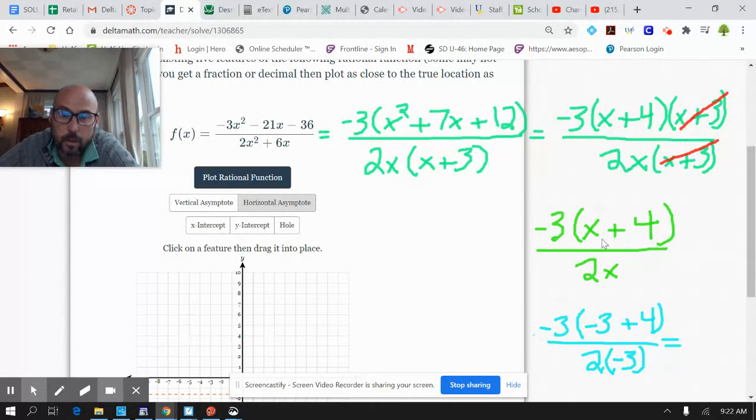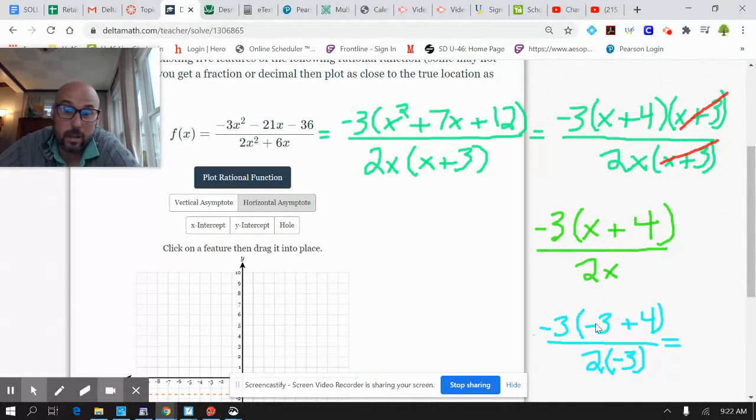So you're left with this ratio. After you cancel out these x plus 3s, I'm going to find the hole first, the removable point. And this is my remaining function. I know there's a hole when x equals negative 3. What's the y value? Well, I plug in x equals negative 3 into here.